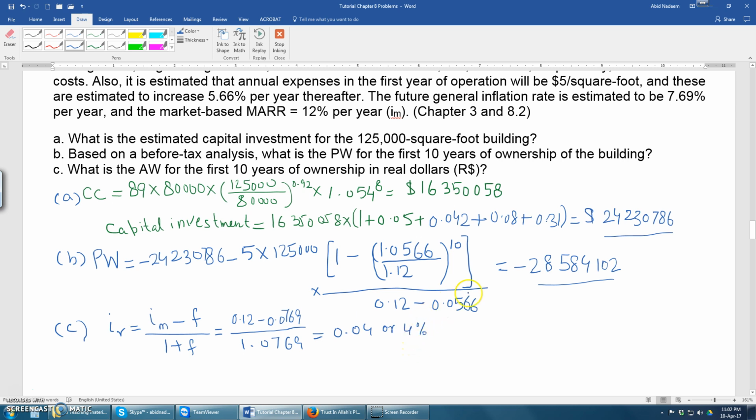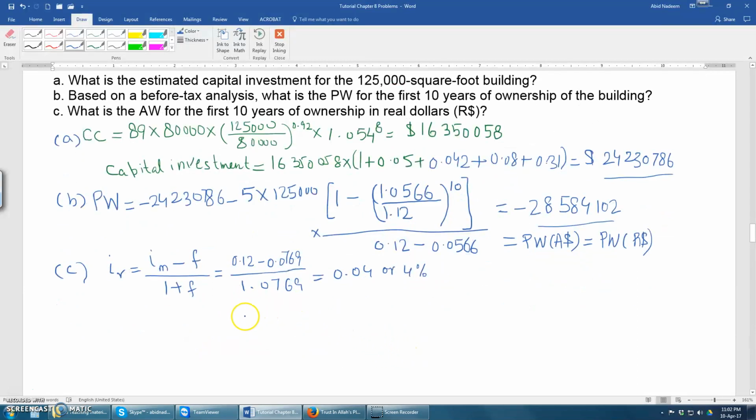So now this is the present worth in actual dollars, and we know that the present worth in actual dollars is the same as the present worth in real dollars. This we know. So this is both the real dollar and the actual dollar. From this real dollar we can find the annual worth, because we can convert the present worth into annual worth.